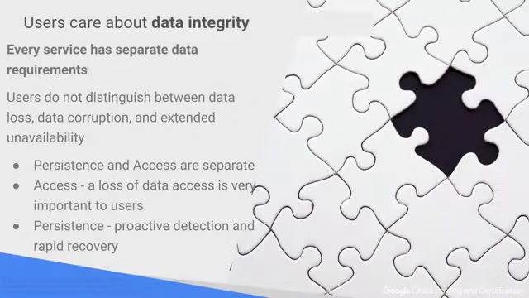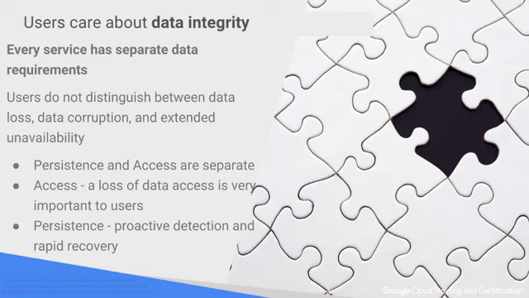So what users really care about is data integrity. They can't really distinguish the difference between data loss, data corruption, and extended unavailability. If their data is not there, it might as well be gone. However, as an engineer, persistence and access are very separate. A loss of data access is very important to users, but that doesn't mean that their data is gone. Persistence and proactive detection and rapid recovery is really what our goal is.